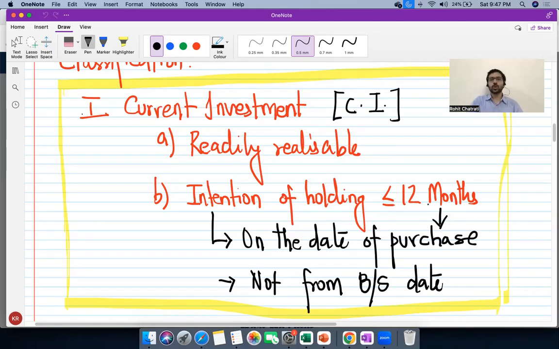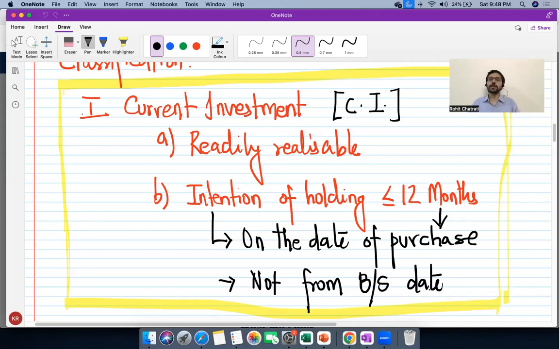Now, one point that I would like to bring to your notice is the intent of holding. The calculation of 12 months is done from the date of purchase and not from the balance sheet date. All right. Now, what is the significance of it?